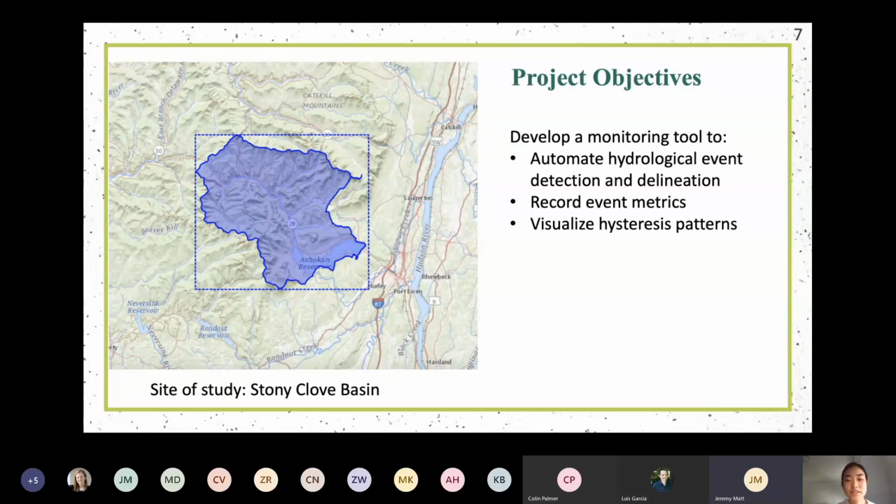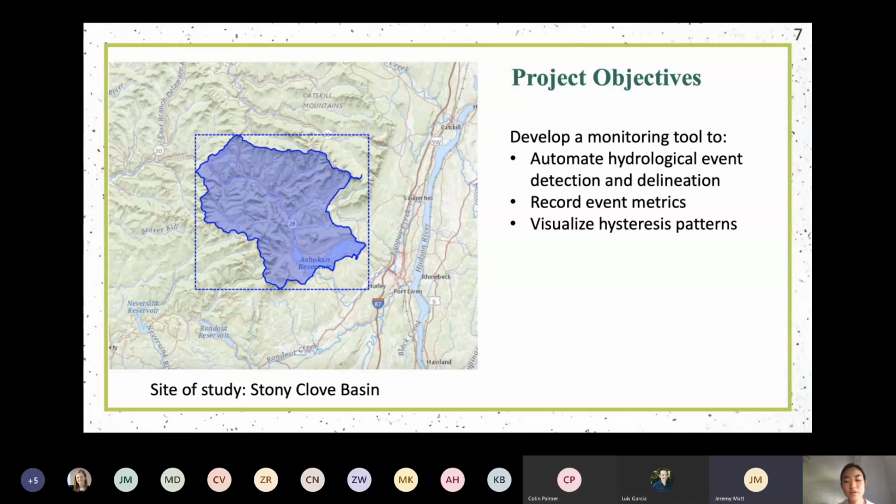With a large data set like this, going in manually and picking out the events is time-consuming and labor-intensive. That's why I want to develop a monitoring tool to automate this hydrological event detection and delineation process, as well as record some useful event metrics for watershed managers, and then visualize the hysteresis patterns.